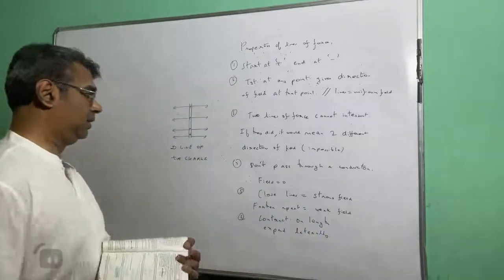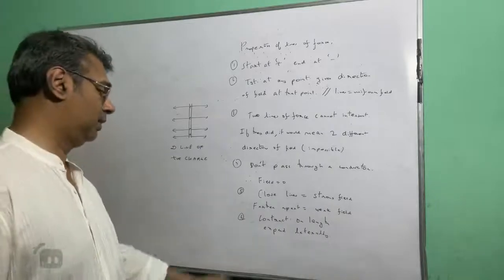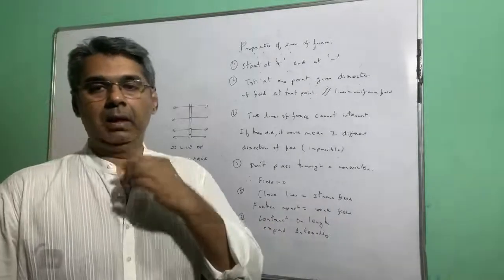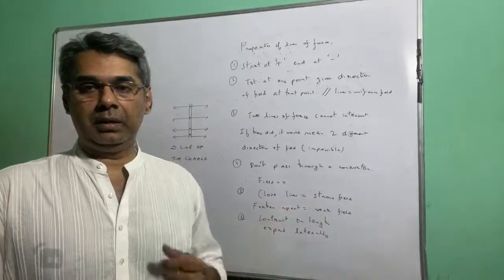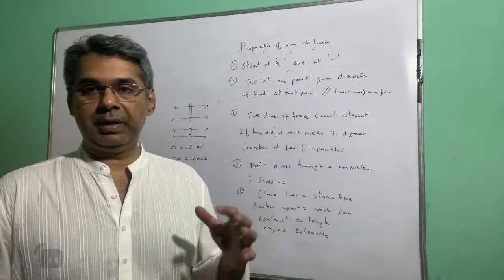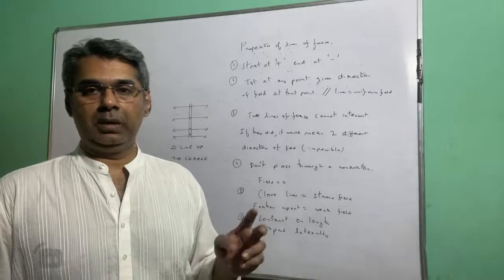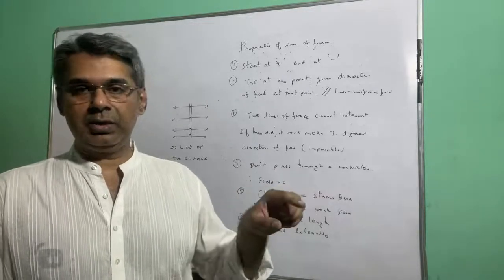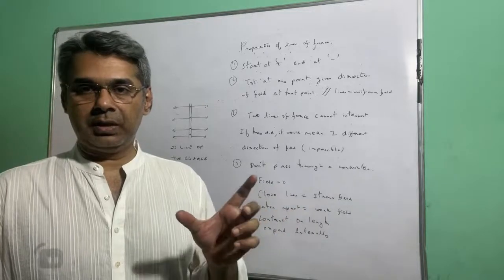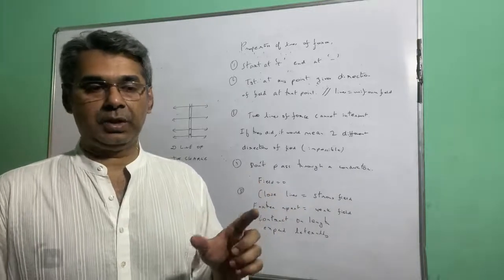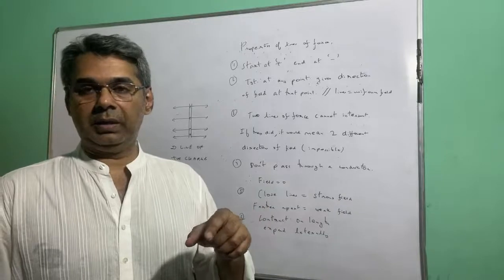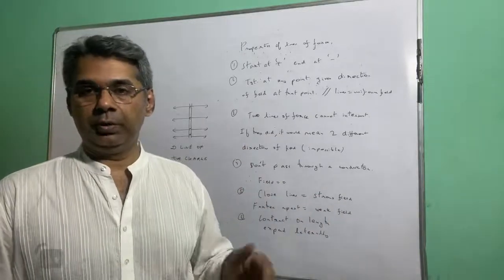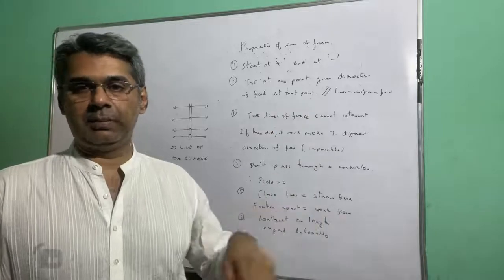Point number 6: lines of force have a tendency to contract along length and expand laterally. You see the diagram which I had earlier drawn for positive and negative. Along the line joining them there is a restriction because they are kept at a certain fixed separation. So along the line joining them, you will see that the lines tend to bulge out.